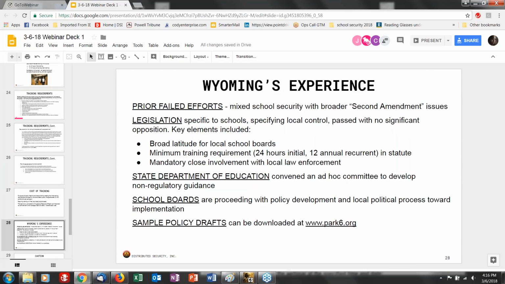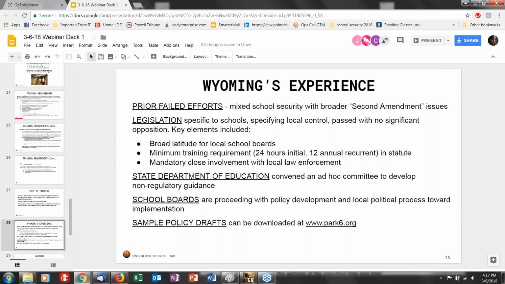Now, let me speak briefly about Wyoming's experience in this. I've used Wyoming's experience as an example already several times without attributing it. We had several failed efforts to address this in the legislature because we fell prey to the error that I discussed earlier. We lumped school issues into broader Second Amendment issues and attempted to repeal many of the gun-free zones which restricted concealed carry within the state.